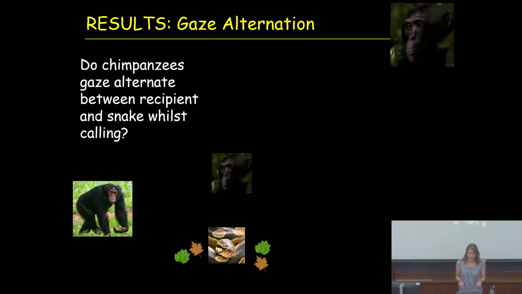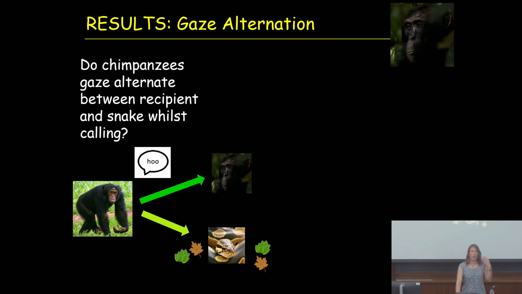What about gaze alternation? Here we wanted to know, do chimps alternate their gaze between the snake and the recipient when they're calling? And so we looked just for a 2-part gaze alternation. So if you've been looking at the snake, do you then look at another individual and then call during the 5 seconds around that switch of attention?